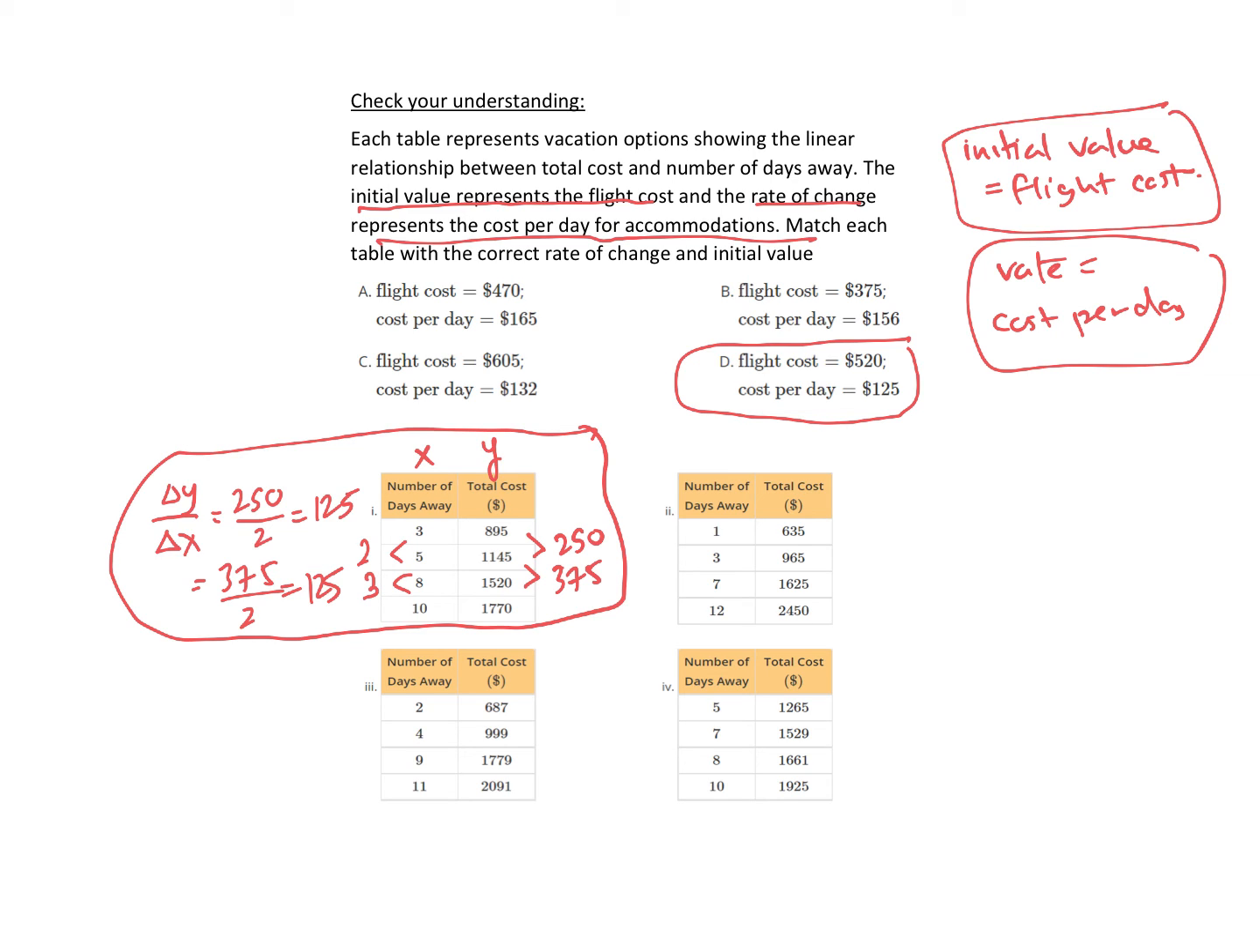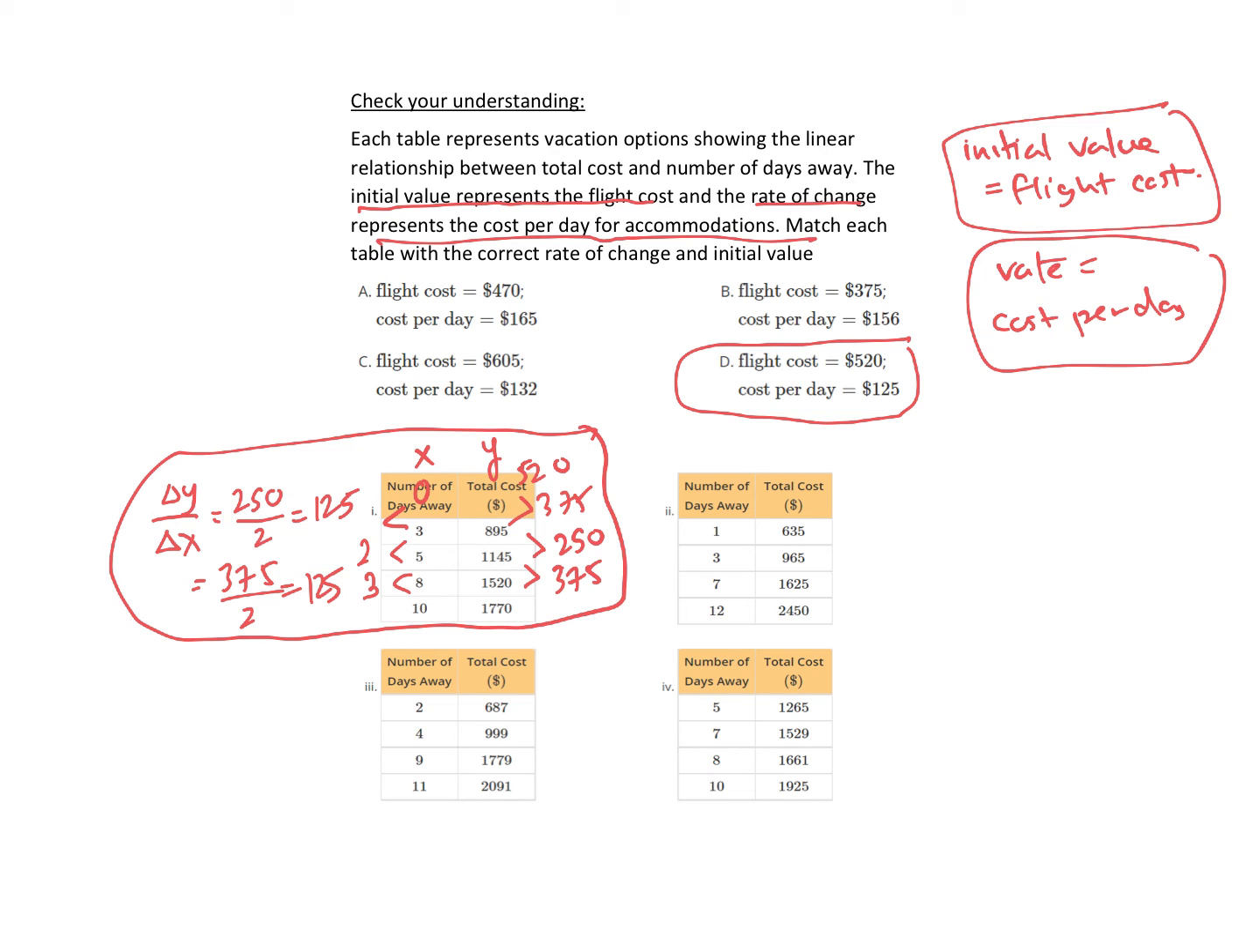The initial cost, we could just go back to 0. So if we have 3 days and it is 125 per day, we can go back to 0. So we'll subtract 375 for 3 days from 895, and that gives us $520, and that's what is the flight cost in D, so that is correct. Okay, let's look at the next one.